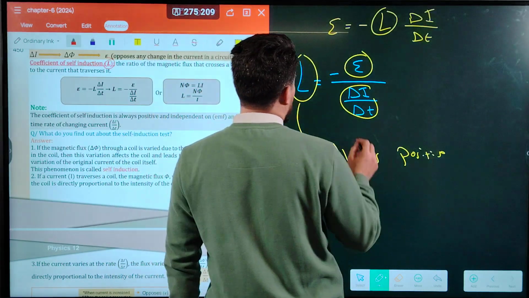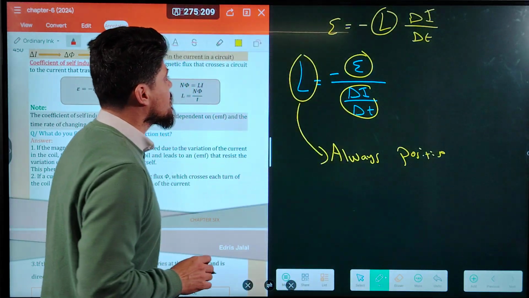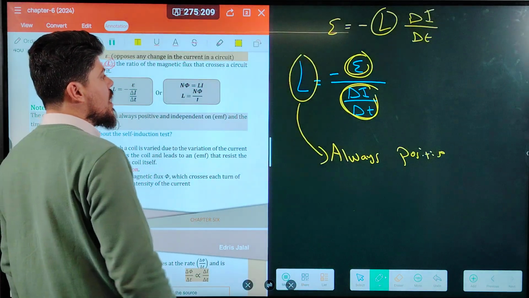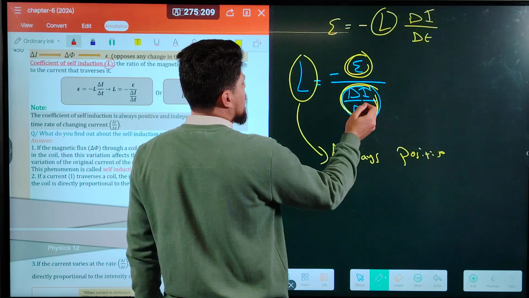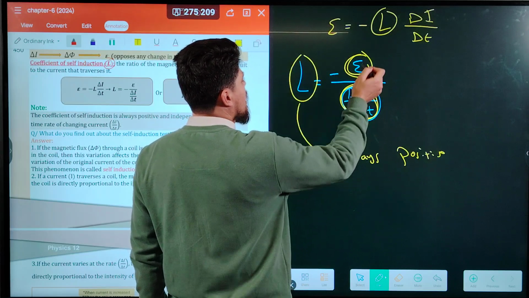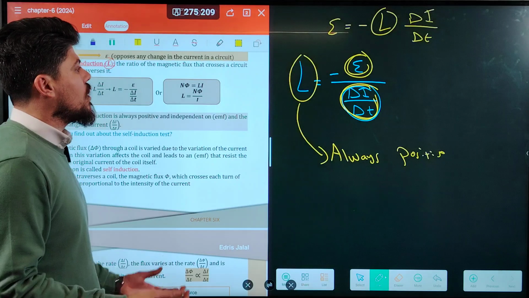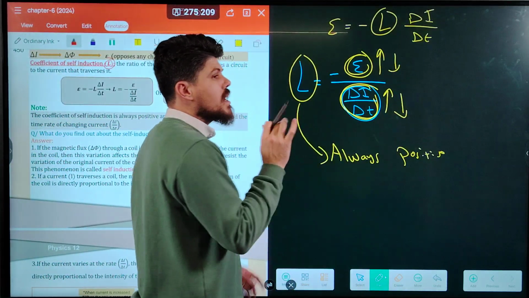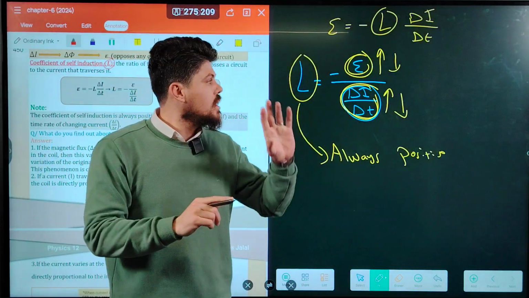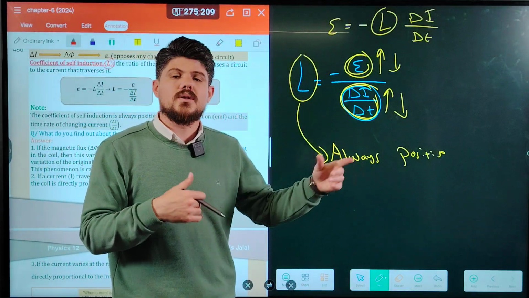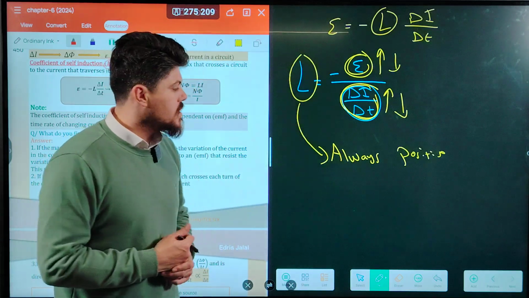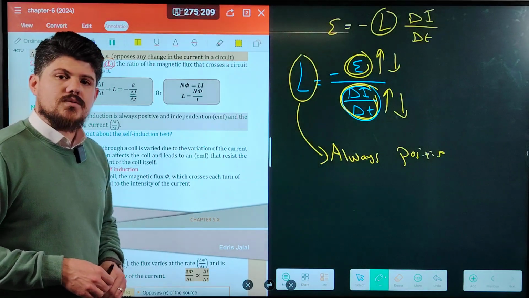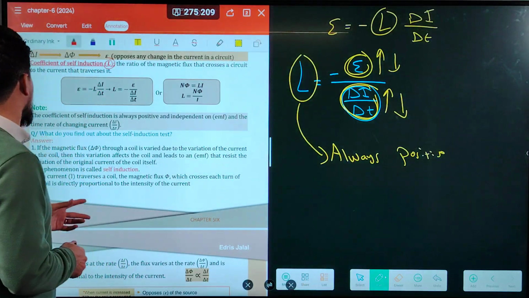So L is always positive, because L does not depend on EMF and the change of current over time. The variation of the current over time changes with the EMF; both of them increase and decrease together. So L, the coefficient of self-induction, does not depend on EMF or on the change of current over time. Instead, it depends on the geometric shape of the coil, the number of turns, and the length of the coil.